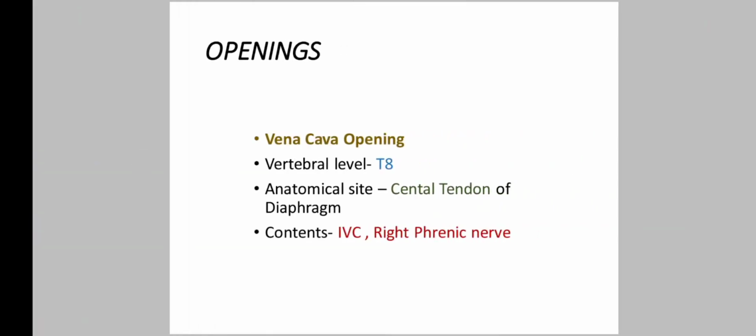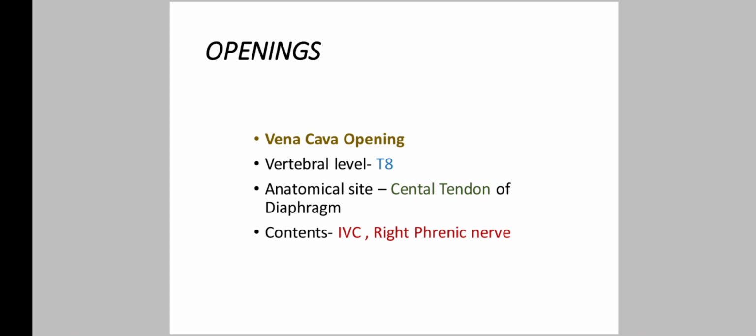Let's study about the first opening. It is the vena cava opening. As the name suggests, the major content of this opening is the inferior vena cava. Along with that, the right phrenic nerve passes through it. You should not confuse yourself with right or left phrenic nerve. So where does the left phrenic nerve cross the diaphragm? It makes its own small opening in the diaphragm on the left side.